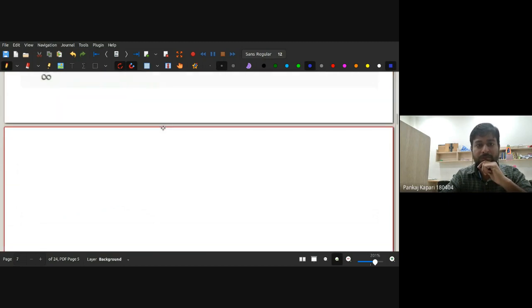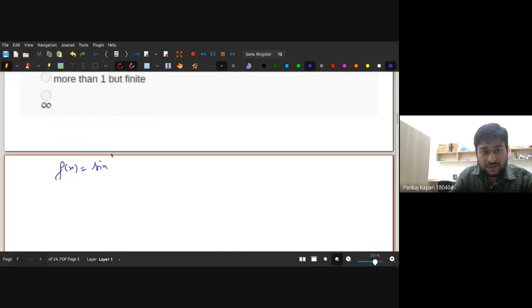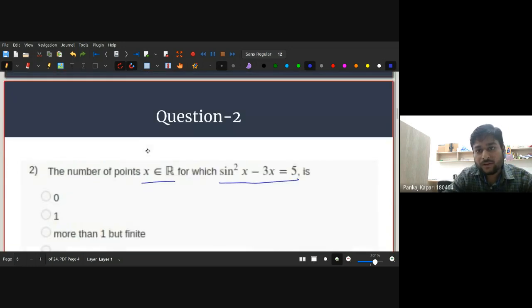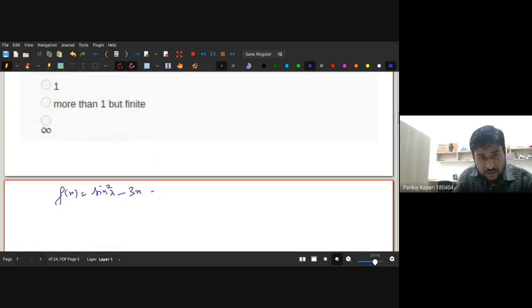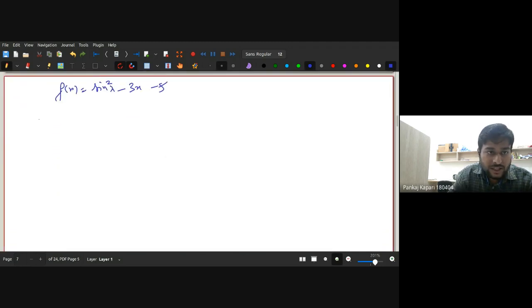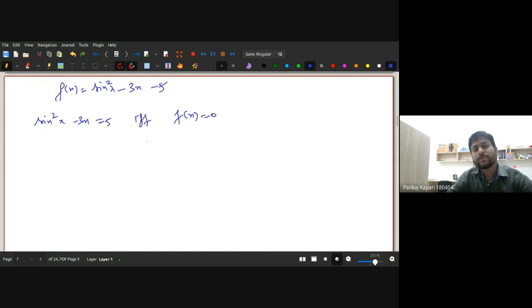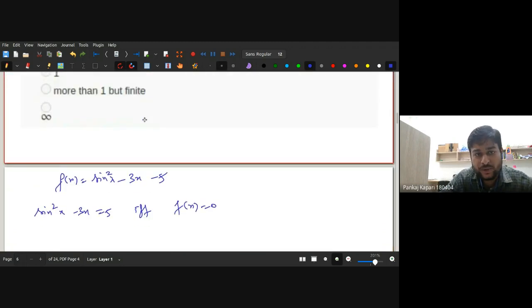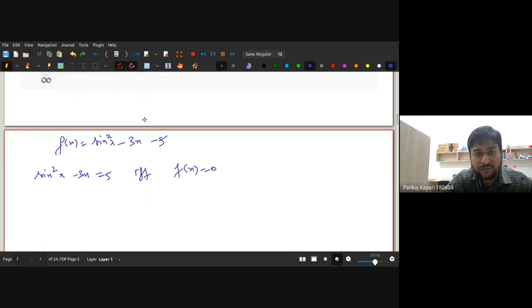So if you consider this function f(x), which is sine square x minus 3x minus 5. Saying that the equation gets satisfied means sine square x minus 3x equals 5, so f(x) is 0, because we just take minus 5 to the left hand side. Basically, you have to find out how many roots or zeros this function can have.